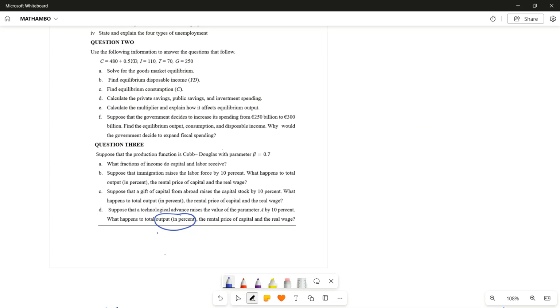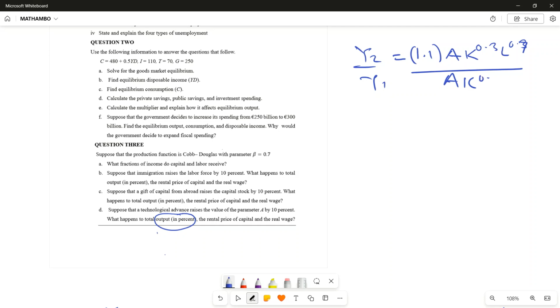Alright, so to find the impact on output, compare y2 to y1, where y2 is after the increase in A. So A is now the one that is increasing by 1.1, 10%. Then we put our A, K. Everything on this side will just be the same. 0.7 there, sorry. Then you will divide this by the one before. You see? Labor to the power 0.7.